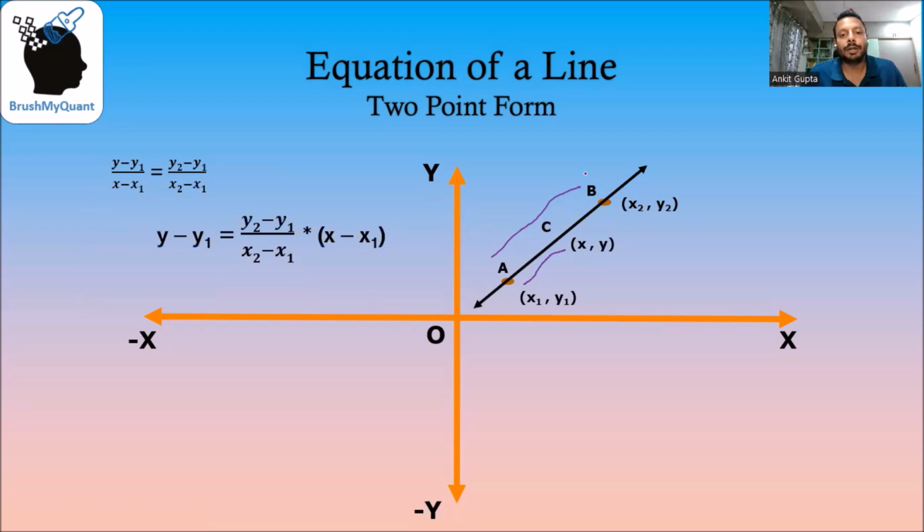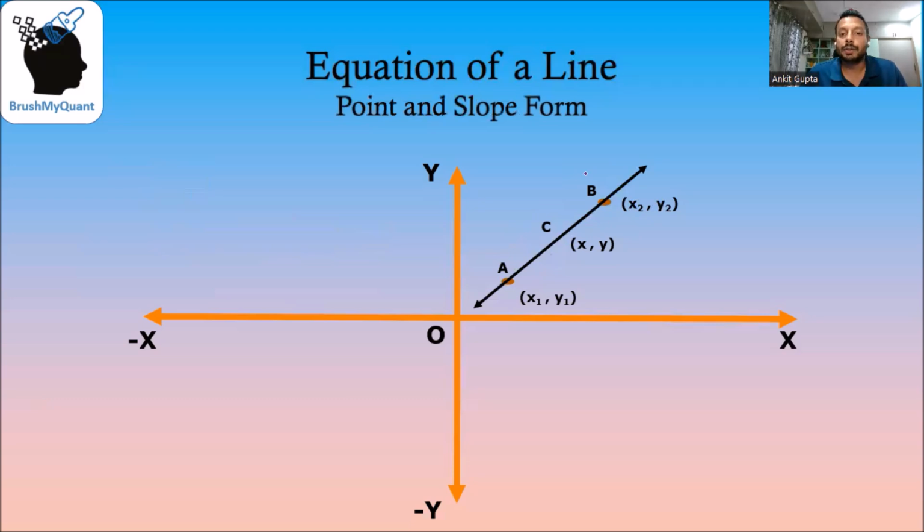And we can write the two-point form equation of a line as y minus y1 is equal to y2 minus y1 divided by x2 minus x1 multiplied by x minus x1. So given 2 points, we can use this formula where x and y will be variables, and then we can substitute the values for x1, y1 and x2, y2 to come to this equation of a line.